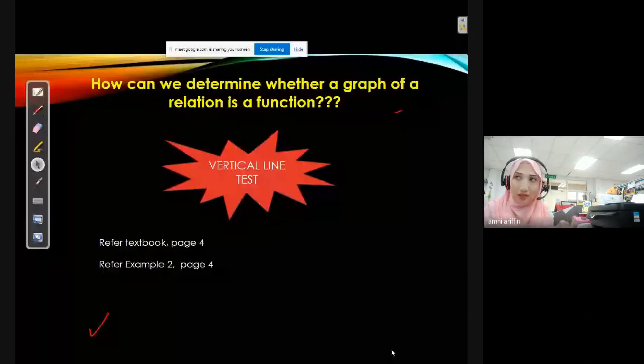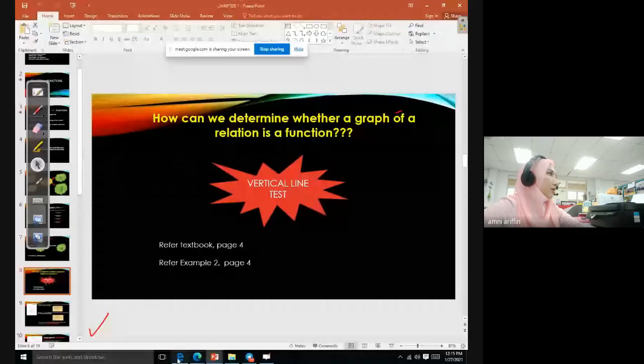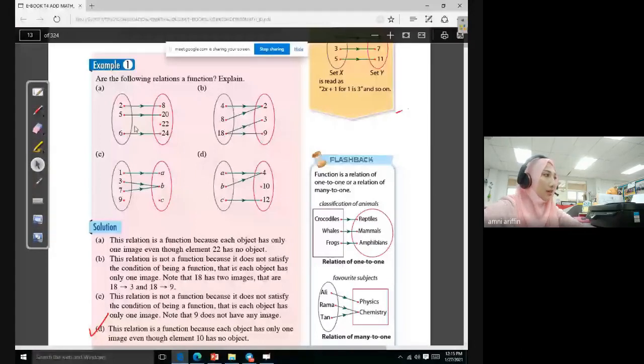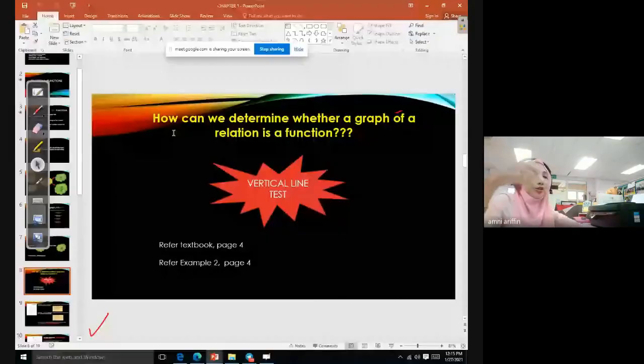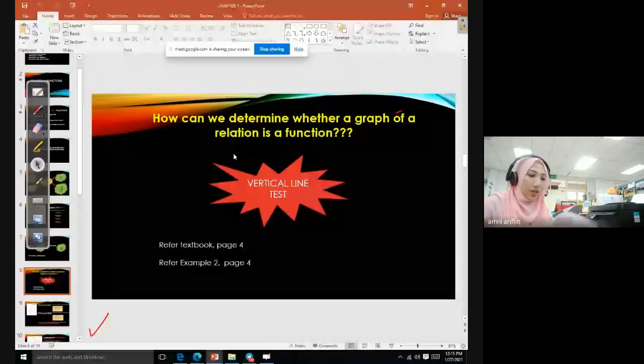Okay, kalau macam tadi, kamu perhatikan, betul tak? From here, you perhatikan 2 will produce 8. Betul tak? But if the question gives you a graph, we can use the vertical line test to identify whether the graph is a function or not. So what is exactly the vertical line test? Apa yang dikatakan sebagai vertical line test? You can refer to textbook page 4. Boleh tengok buku teks masing-masing, muka surat 4.